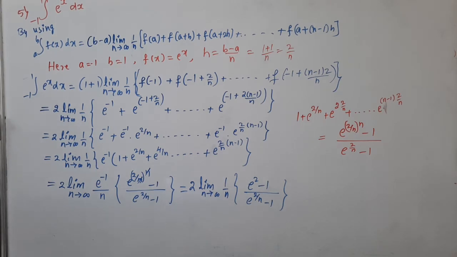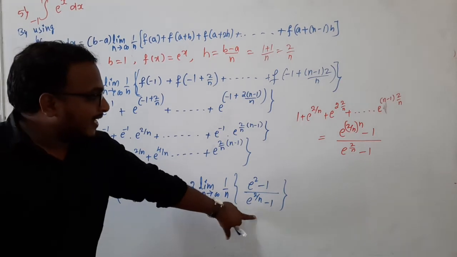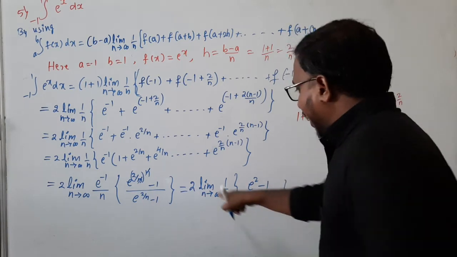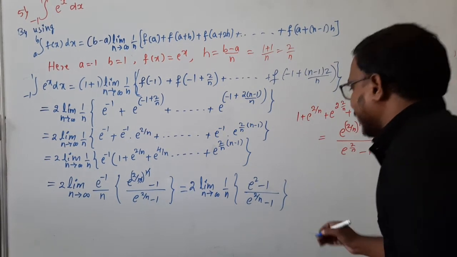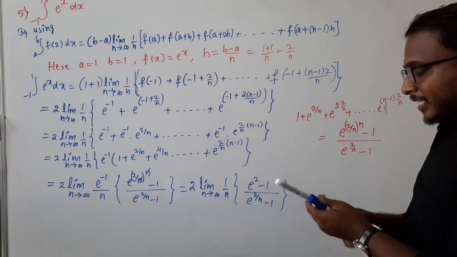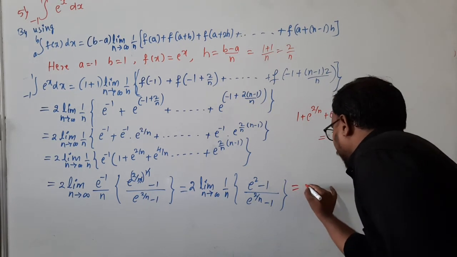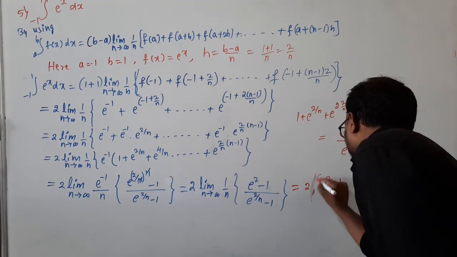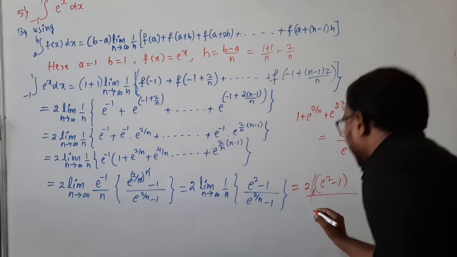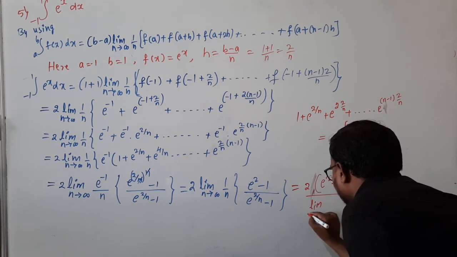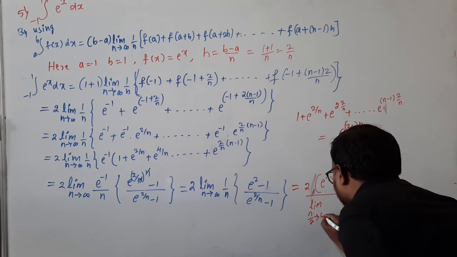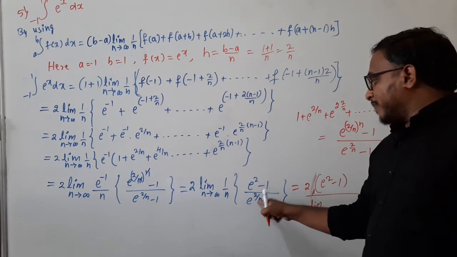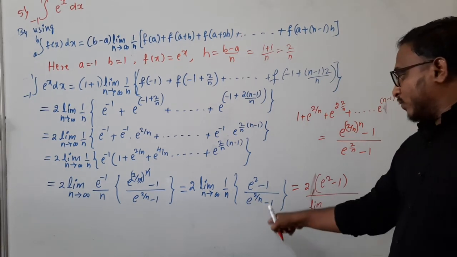Now I am taking this n into the denominator and multiplying it. Now I am taking the limit in this denominator only. That is equal to 2 into, taking the limit, e square minus 1 divided by the limit n by 2 tends to 0. Here n tends to infinity, but e to the power 2 by n is there, so I am taking n by 2.